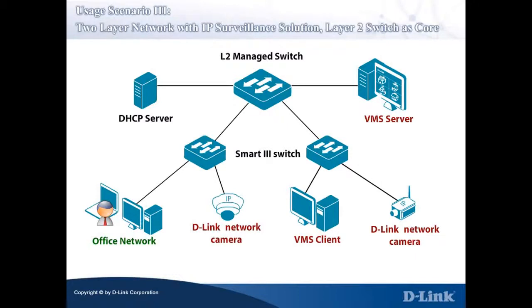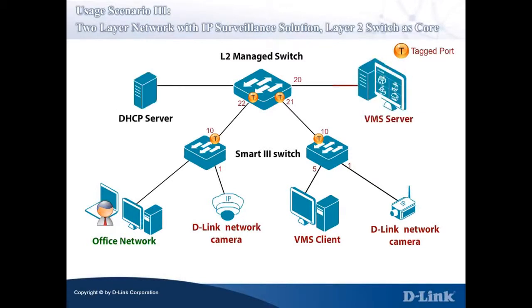This slide shows you the connection ports among the L2 managed switch, Smart 3 switch, and all of the components. Please note that the links between the Layer 2 managed switch and the Smart 3 switches are trunk lines with tagged ports because they have to carry multiple VLANs. For this scenario to work properly, you need to have DHCP service for both office and surveillance network, either two DHCP servers or one DHCP server that can provide DHCP service for office users and surveillance devices.